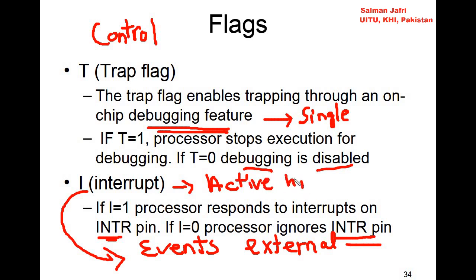So if any device makes this INTR pin, which is the INTR input pin of the processor, high, it means that device is requesting an interrupt. But if I equals 0, the processor ignores the interrupt pin. So if we have set the interrupt flag to 0, the processor won't respond to this interrupt. Otherwise, if I equals 1, the processor responds to this particular interrupt.